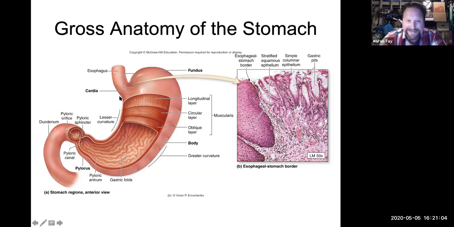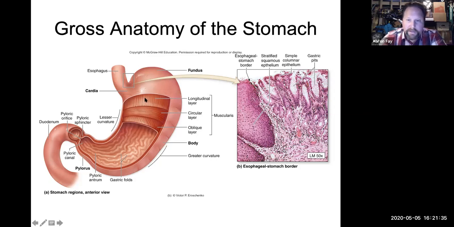So the way you get into the stomach is through that inferior esophageal sphincter. So if you swallow some food, it goes down the esophagus, passes through the inferior esophageal sphincter, enters the cardia of the stomach. Right, from the cardia to the fundus to the body to the pylorus. If you want to get out of the stomach, you go through the pyloric sphincter. The pyloric sphincter opens into the small intestine. The first section of the small intestine is called the duodenum.